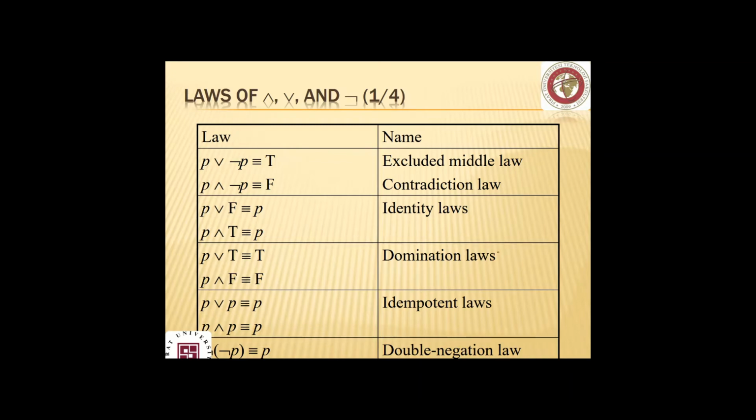Domination, which one is more dominant? So here it is about dominance. P or T: if you OR true with anything, it is true. And if you AND anything with false, it is false. So this is the dominance. Anything means either true or false, it doesn't matter. All right, let's move on. Idempotent laws. P or P, P and P will get you back to P.